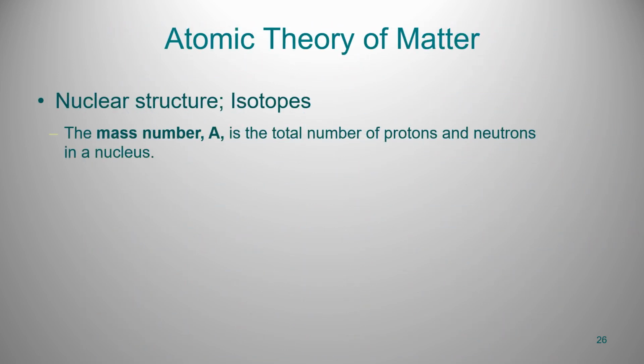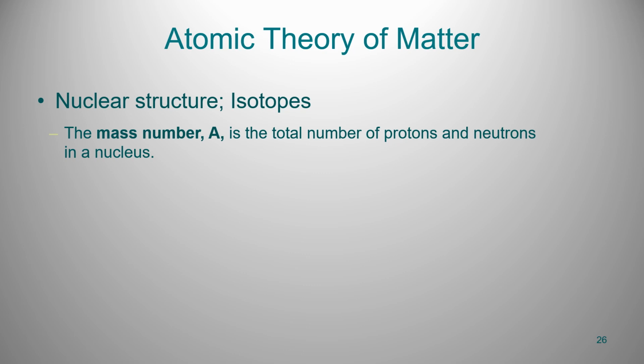Moving on. All right, so like I said, the number of protons defines the element. So the number of protons is sort of set. However, it turns out that different atoms of the same element have the same number of protons, but they can have a different number of neutrons.